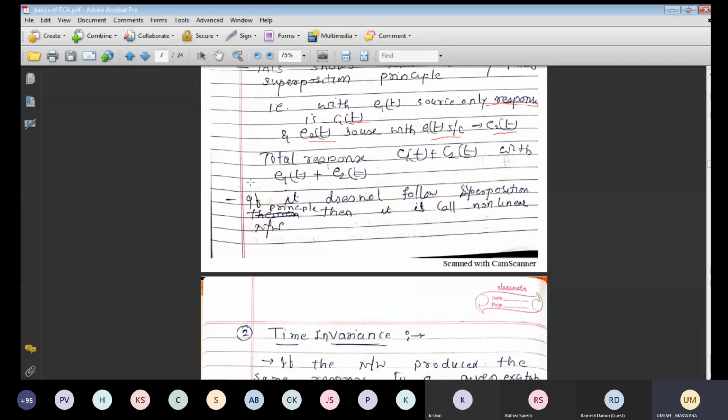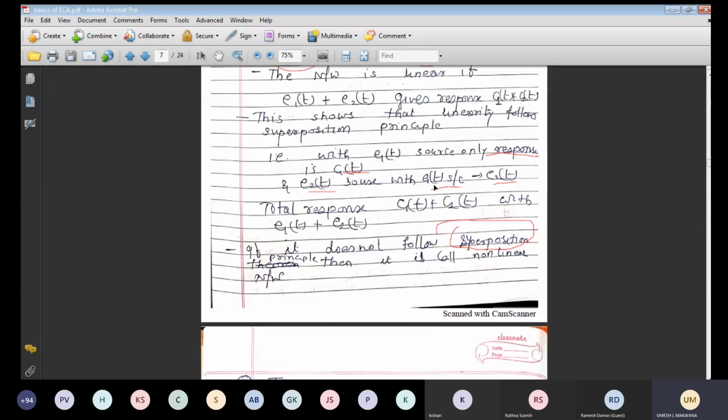It means that when we say a circuit is linear, it follows the law of the superposition theorem. If it doesn't follow it, then it is known as a non-linear circuit, and a linear circuit follows the superposition principle. What is the superposition principle?